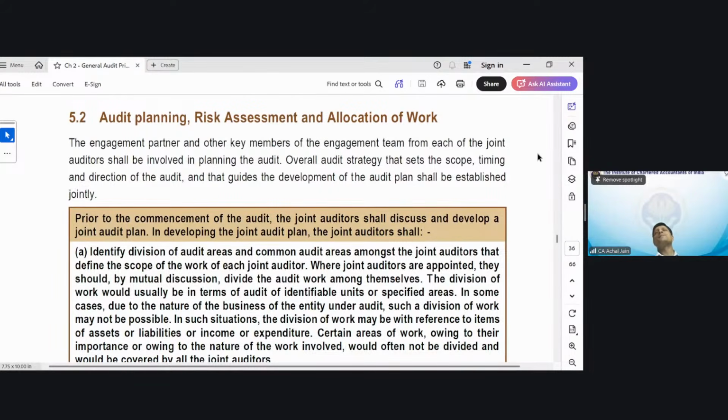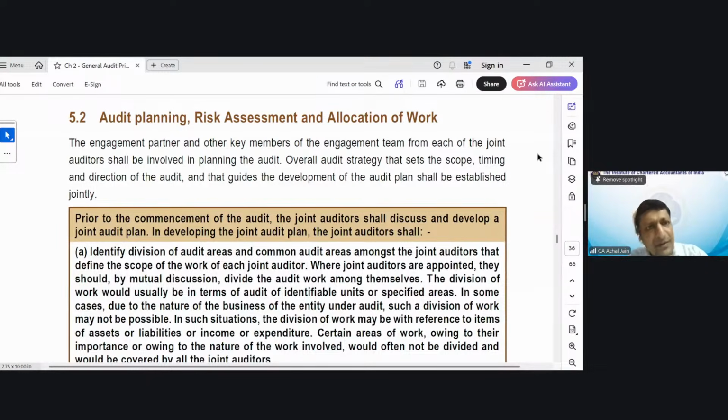Now, audit planning, risk assessment, all of these things are going to be completed in a similar manner to the way any other audit will be done. The audit is audit. Yes or no? Are we now changing the audit? No. It's an audit of financial statements. The only thing is that now, instead of one person doing this, it's being done by, say, two persons.